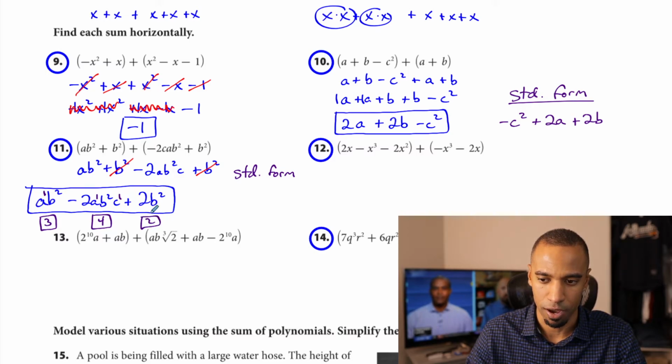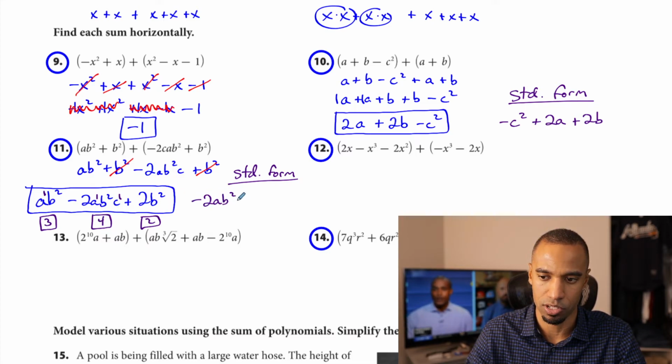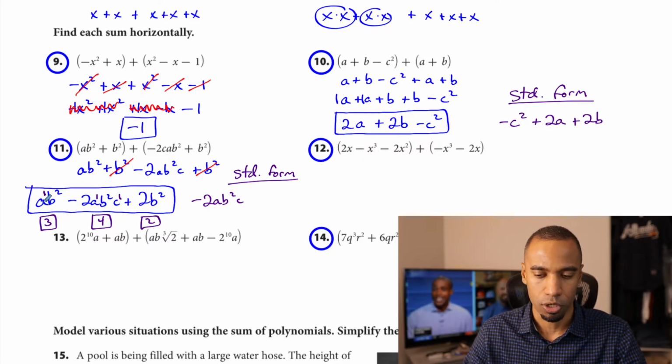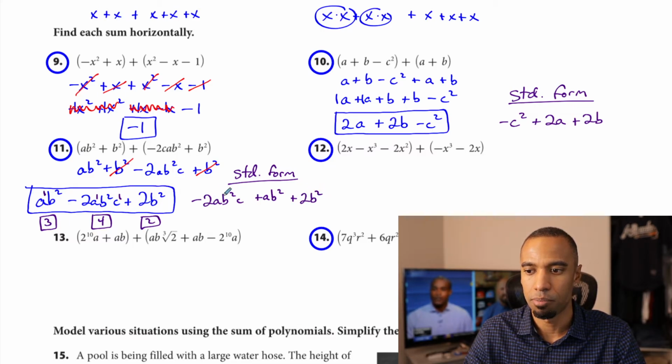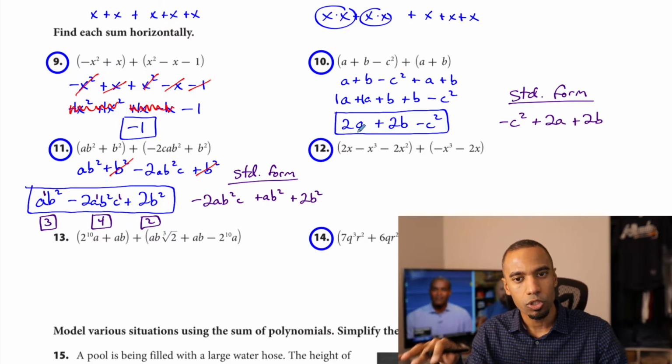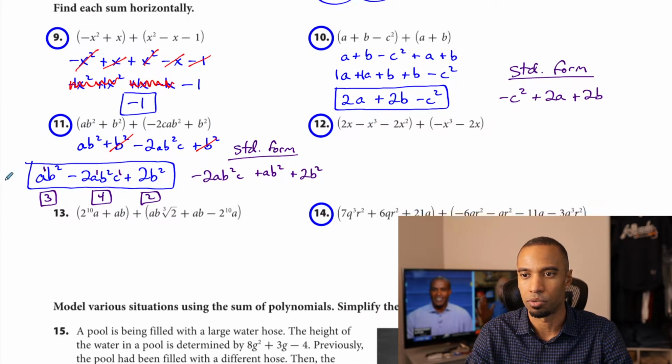If I want to rewrite this thing in standard form here, I'm going to have the degree 4 term written first. Negative 2, ab squared c. Excuse me. And then the degree 3 term written next, the plus ab squared. And then the plus 2b squared right here, the degree 2 term last. That would be proper standard form. It doesn't matter what the coefficient is in front of these things. It's from highest to lowest degree there. So okay, I'll try and keep doing that each time. If you're too confused by it, you weren't required to do it here. So I hope that those who do understand it can really make sense of it and use it.